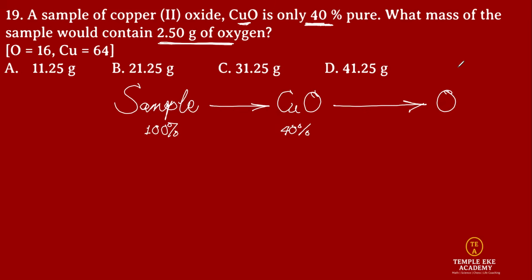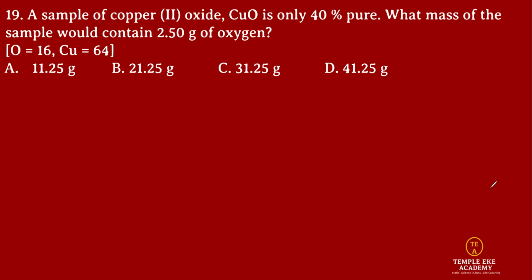So this is going to be a calculation involving 3 units: 1, the sample, 2, copper 2 oxide, and 3, the oxygen. So let us get straight off into it, taking off these traces. The solution straight away. First, we establish the molar mass of copper 2 oxide. Here we go.